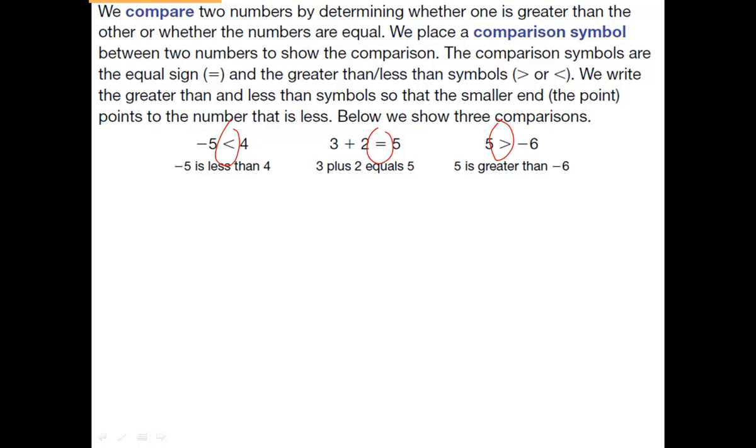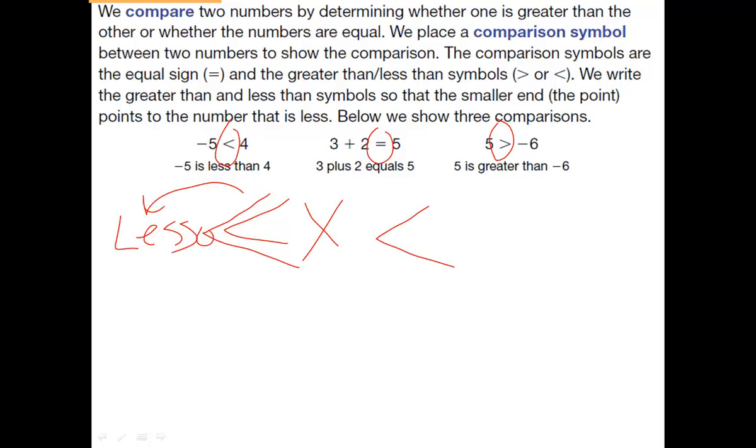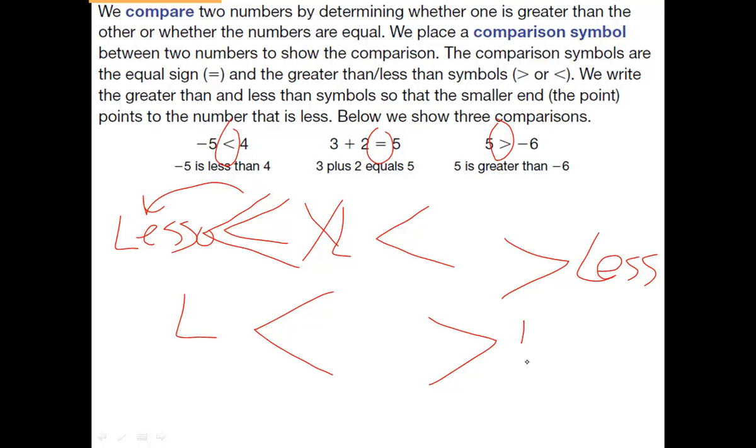We write the greater than or less than symbols so that the smaller end points to the numbers that are less. So this small point here always means that the number on this side, where this is pointing to, is less than the number over here. And it doesn't matter what direction it is. This is less than, this is less than. It doesn't matter which direction it's pointing. That can be less than, that can be less than, but the less than's over here and the less than's over here. The greater number is right here and the greater number would be right here.